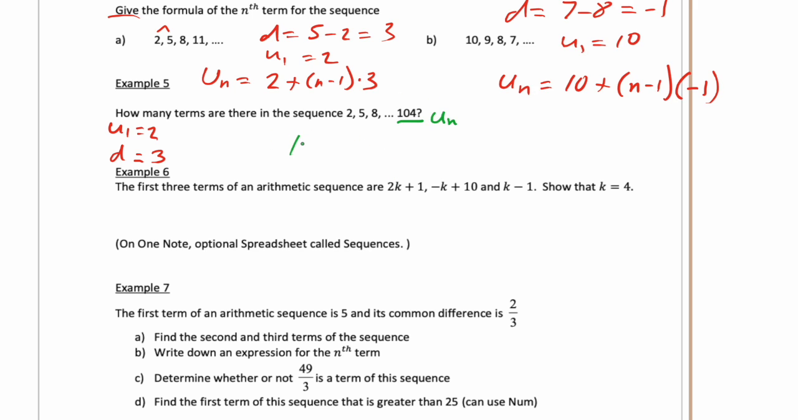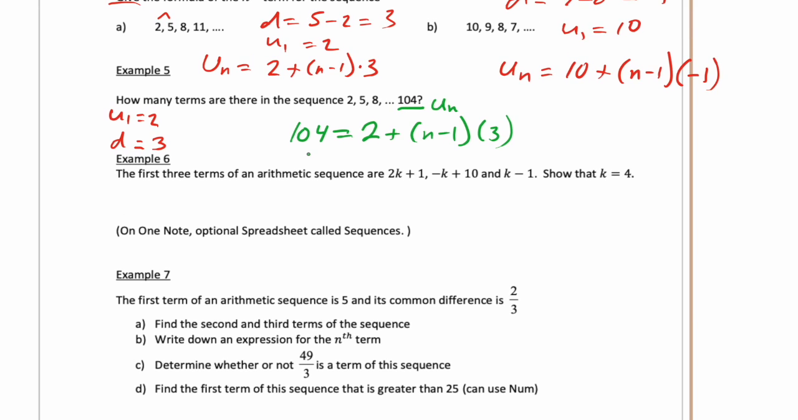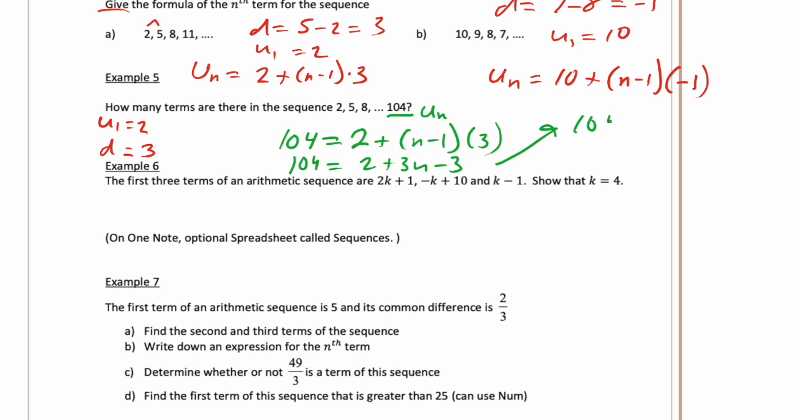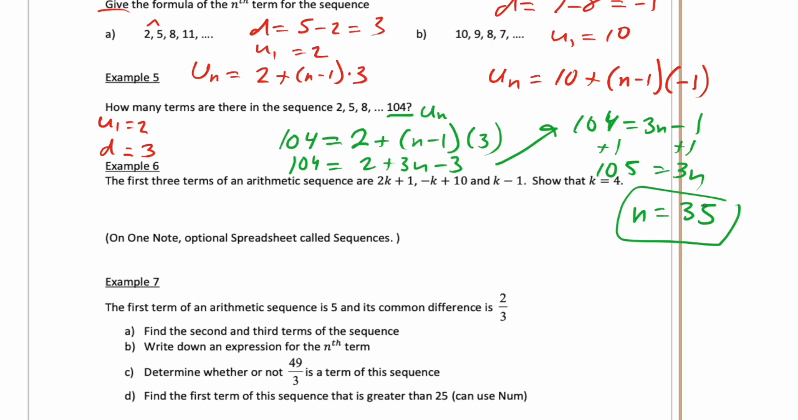And for Un, we can put in 104. And then we have the first term plus, we don't know, n minus 1 times D. You can, of course, solve this with your calculator, but it's only linear. So let's do 104 equals, this is 2 plus 3n minus 3. So 104 equals 3n minus 1. So n equals 105 divided by 3, which is 35. So that's the number of terms in the sequence.